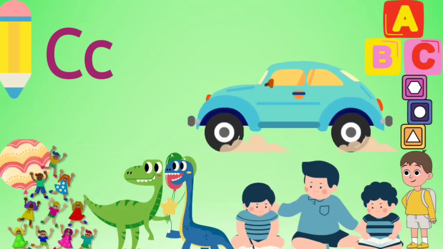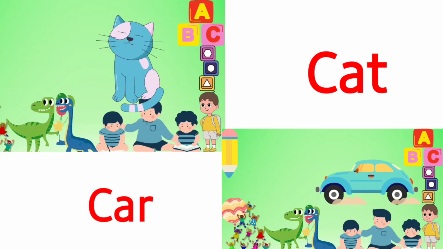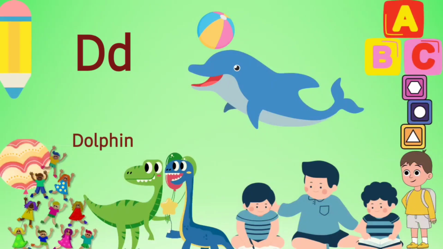C. C is for cat. C is for car. Cat, car. D. D is for dolphin.